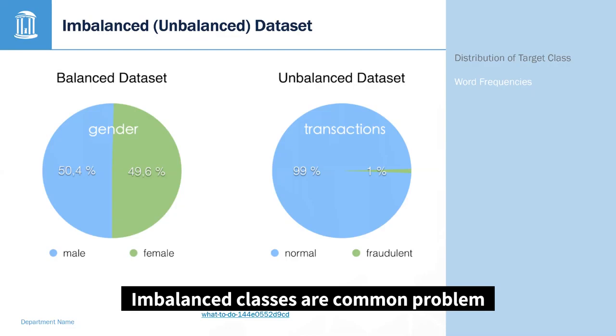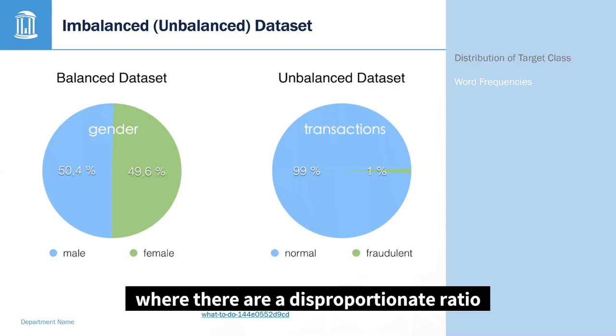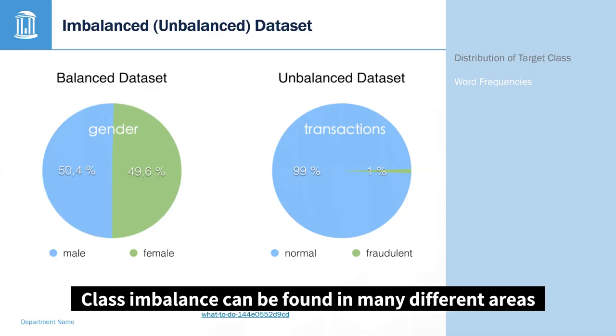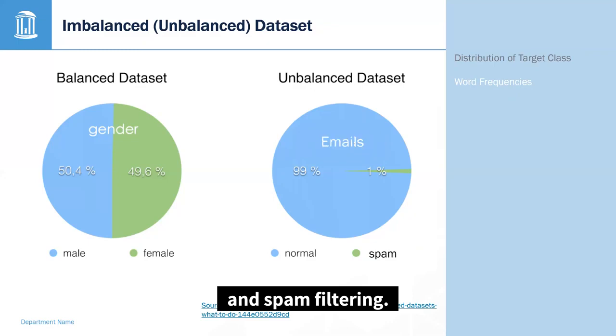Imbalanced classes are a common problem in text and data mining where there is a disproportionate ratio of observations in each class. Class imbalance can be found in many different areas, including medical diagnosis and spam filtering.